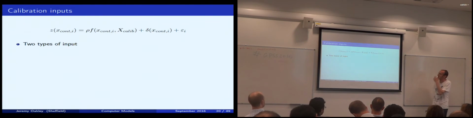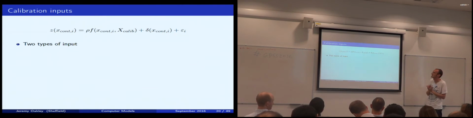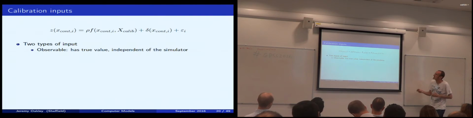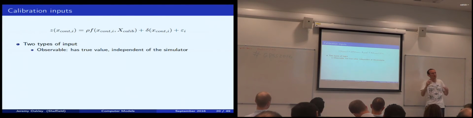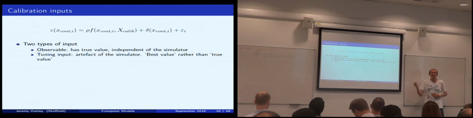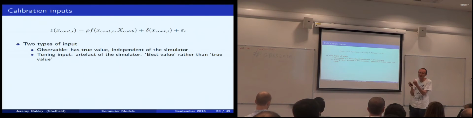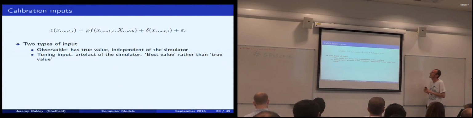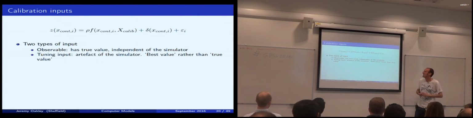Okay, just another little detail about this that's quite important. We can class our inputs under two types. We can talk about an observable calibration input. This is something that has physical meaning, something that you might be able to learn about completely separately of whether your simulator exists or not, okay? And then we have what we call tuning inputs, and these are really just fudge factors. They're there to help the simulator fit the data. So rather than true values, they simply have a best value. What's the value that works best? But they don't have physical meaning because they don't really have any definition outside of the simulator.